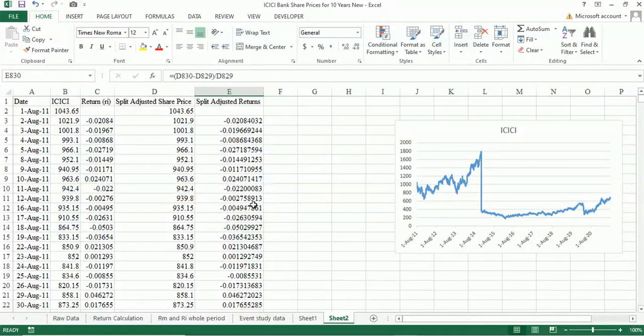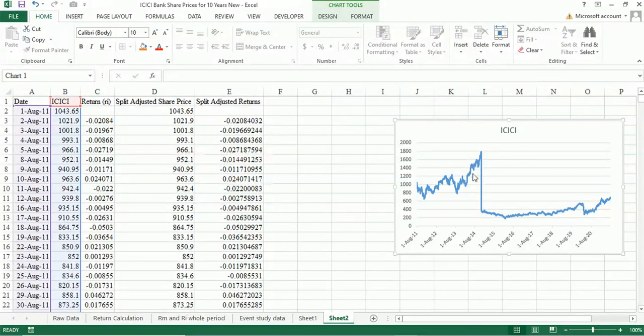So this is how you have to adjust before going further if there is any share split or face value split. How to identify it? First you have to draw this type of chart, and if there is a sudden fall overnight, just go to Moneycontrol or the BSE or NSE website, and you will find whether there was a split. The actual information will be available there.